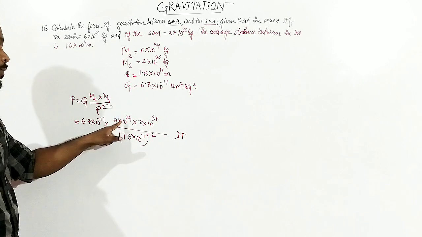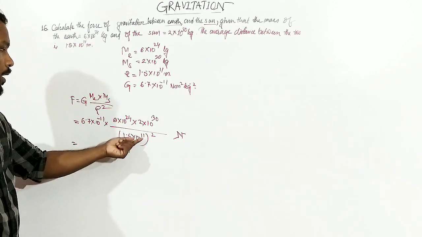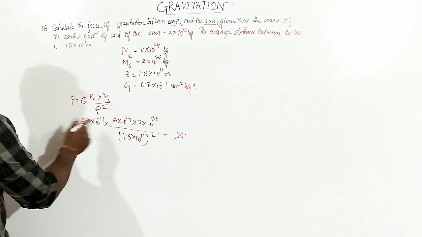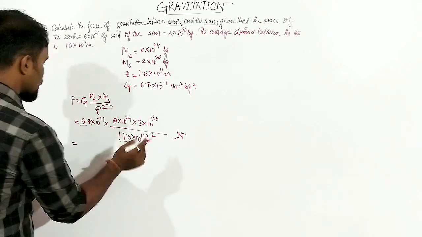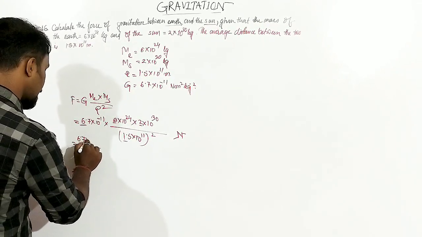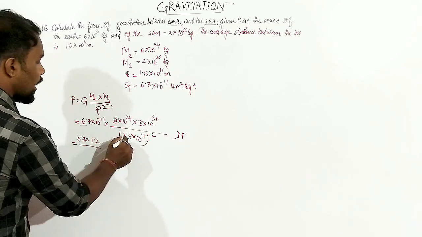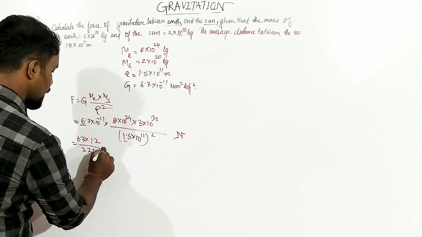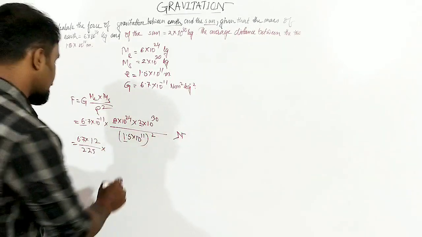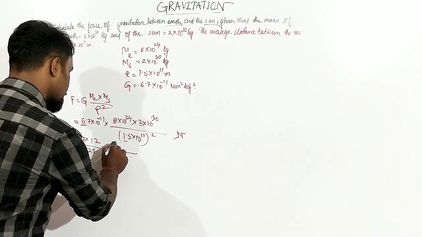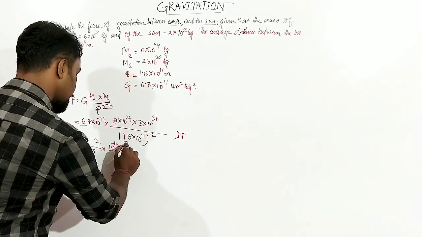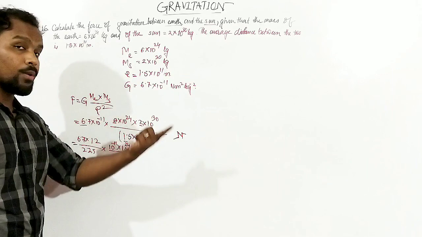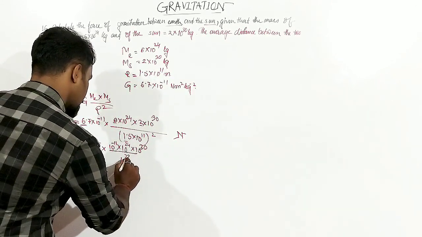So first what we are going to do is solve the powers, that is 10 to the power minus 11, 10 to the power 24, 10 to the power 30, and 10 to the power 11 whole square. So we want to arrange all the powers. Okay, so what is going to be there? 6.7 into 6 into 2 equal to 12, and 1.5 whole square gives us 2.25. Now we arrange the powers: 10 to the power minus 11, 10 to the power 24, 10 to the power 30, and 10 to the power 11 whole square, so it is going to be 10 to the power 22.